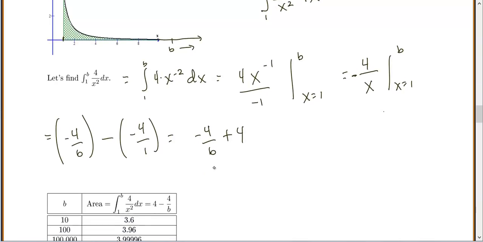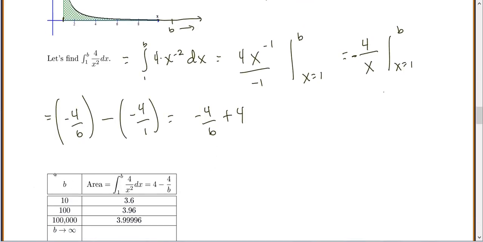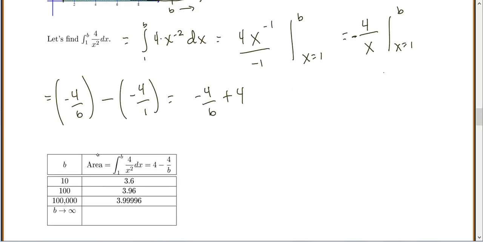So what we want to do is we say, okay, well, we know what it is for any value of b. Let's try it out for bigger and bigger values of b. So you can see down here, I made my table. We have values of b, and here's my area, the 4 minus 4 over b that we found. If b is 10, then my area is 3.6. If b is 100, my area is 3.96. And for 100,000, 3.999996. So what do you think it will be as b goes towards infinity? As b gets bigger and bigger and goes to infinity, it looks like these numbers are getting closer and closer to 4.